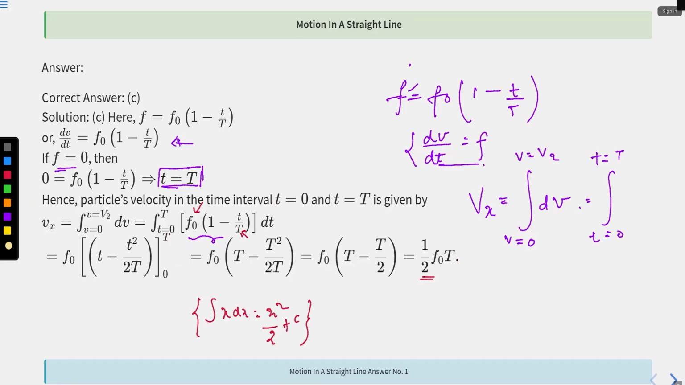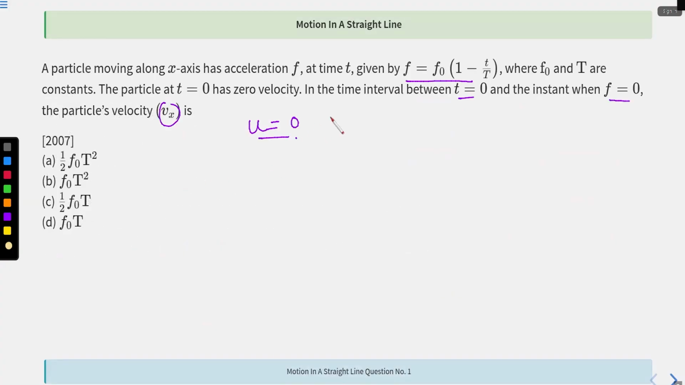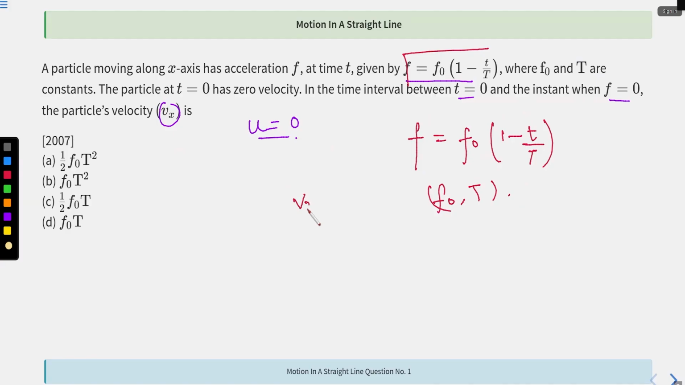Let me again explain this question. What we have done is that they have given us the value of acceleration in terms of this equation, f equals f naught into 1 minus small t divided by capital T. This is the equation of acceleration, where f naught and T are constants. Now they are asking what is the particle's velocity vx during the time when small t is equal to 0 until the acceleration is equal to 0.